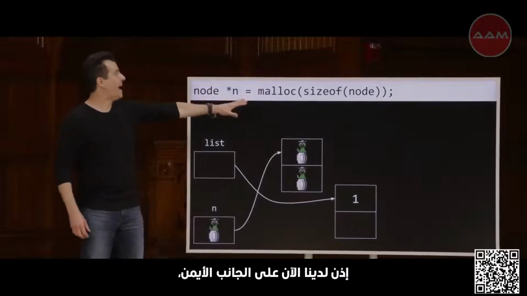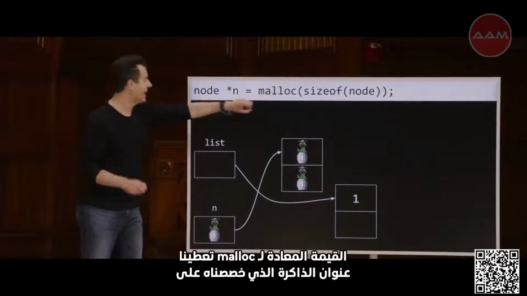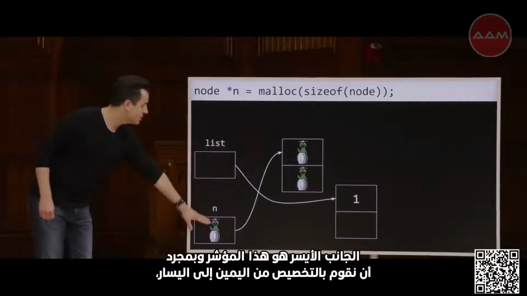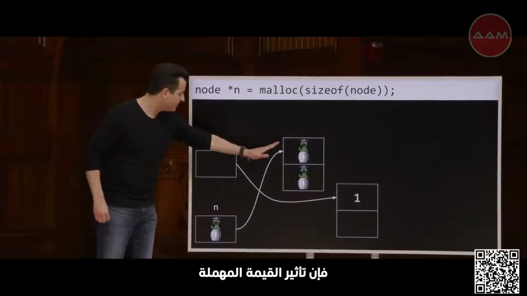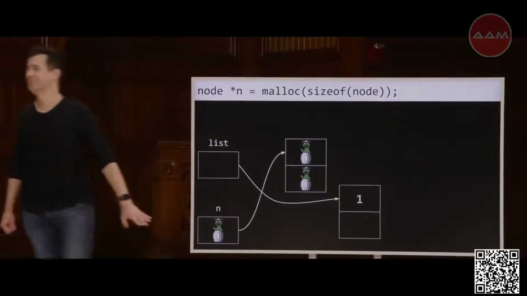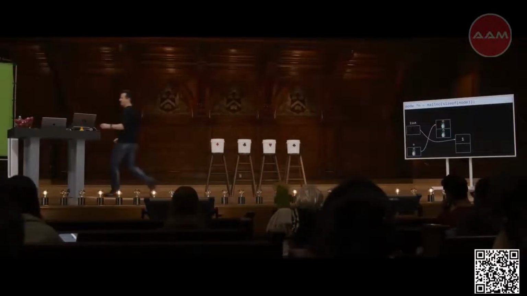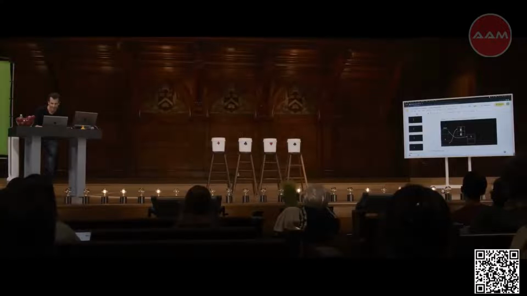So here we have now, on the right-hand side, the return value of malloc gives us the address of memory we've allocated. The left-hand side is this pointer. And as soon as we do the assignment from right to left, the garbage value effect. Wait, I thought we fixed this. Wait, he's still there? Oh, my God.